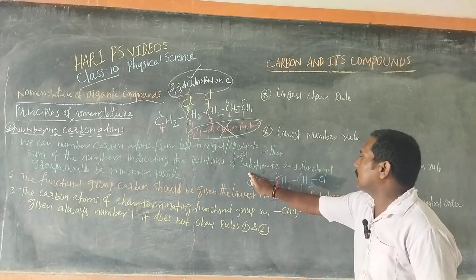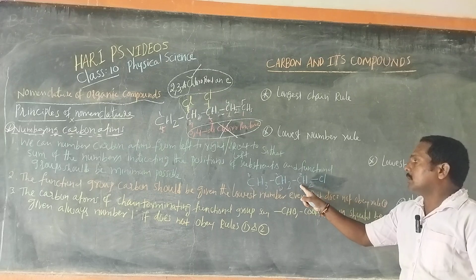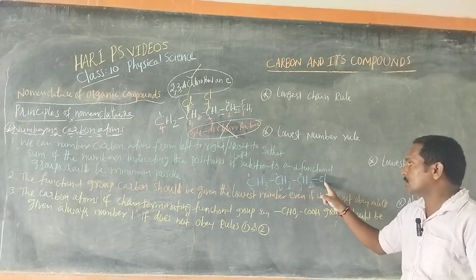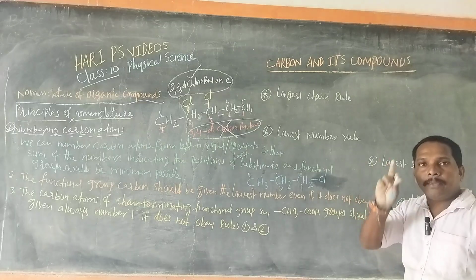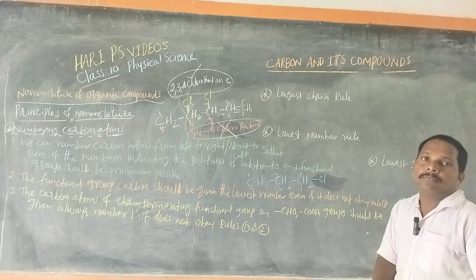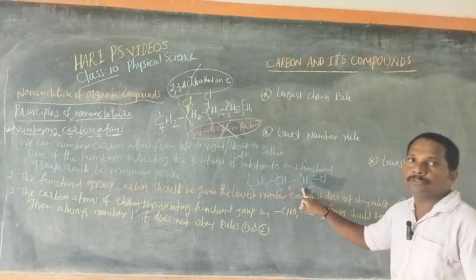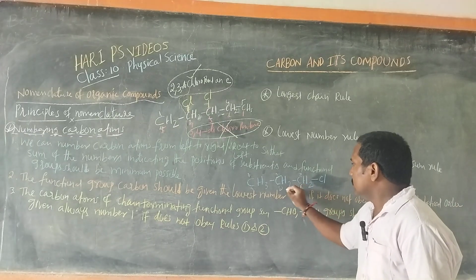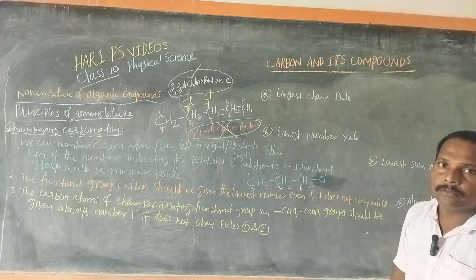So in this compound, this carbon atom has the functional group. So we must give the lowest number for this carbon. So 1, 2, 3.